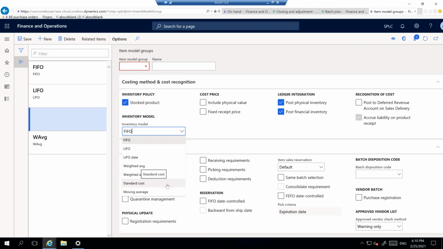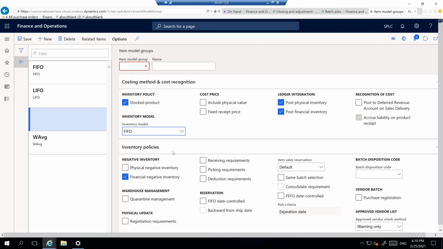And what needs to be selected here? Stocked product, post physical inventory, post financial inventory. We'll discuss these points. I need to explain all these checkboxes to you. It is most important, of course, it is a part of the training. I'm going to continue on Monday. If we have time for 5-10 minutes, we'll discuss some points, but I will discuss in depth on Monday. Definitely, we are going to discuss these checkboxes. It is most important.